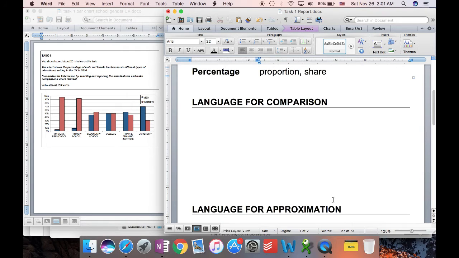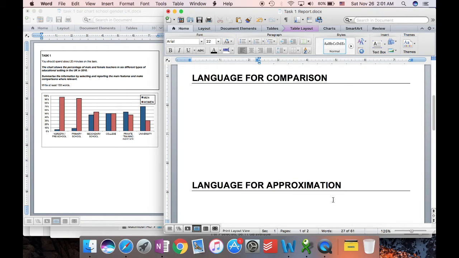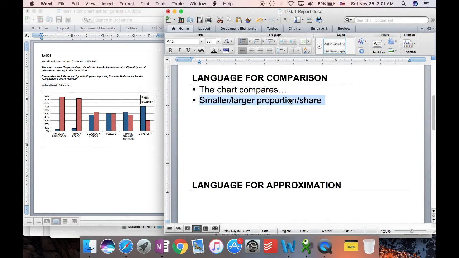What we've also got to do, it's a bar chart. So in keeping with most bar chart questions, it's a comparison task. So we need to have lots of language for comparison. For example, the chart compares. Also, you could talk about smaller proportions or larger proportions or larger shares. So men formed a smaller proportion of teachers in secondary school.